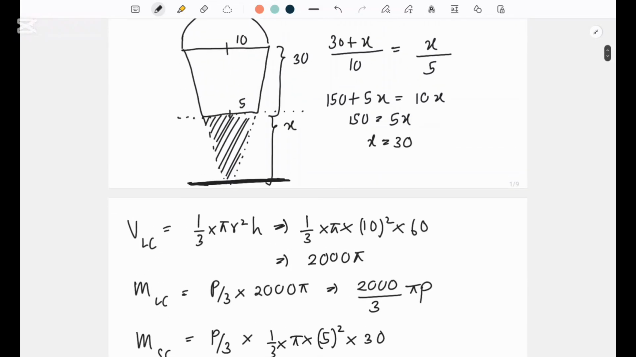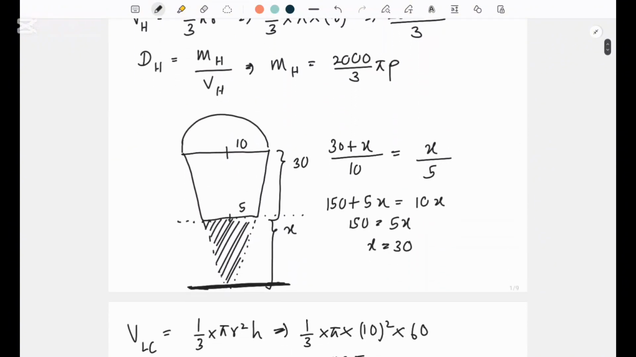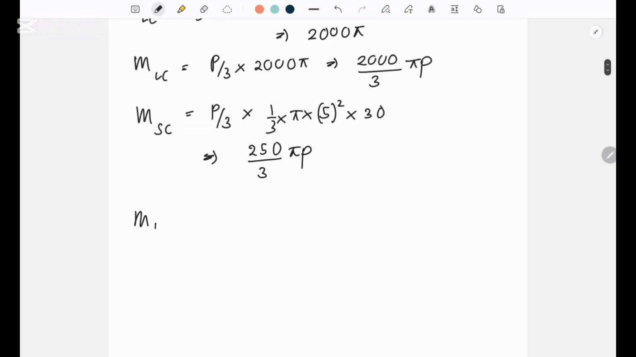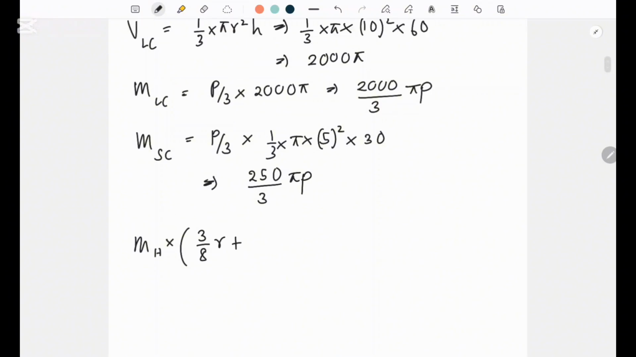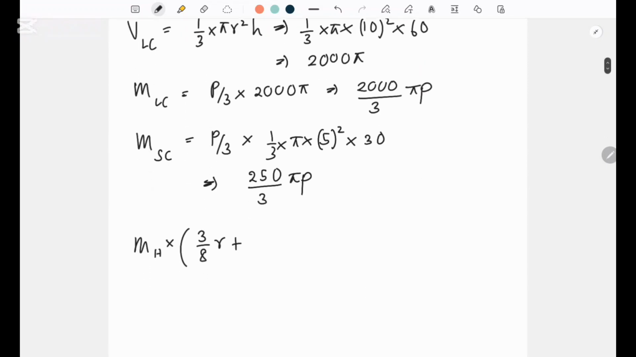So it's going to be the mass of the hemisphere, which is MH, into its center of mass, which is 3/8 its radius, plus, so the center of mass of the hemisphere is over here. So we need to add the total distance. So it's 3/8, this is going to be 3/8 r. And you need to add it with 30 and x, right? So giving us 30 plus 30, which is 60. So it's 3r/8 plus 60.